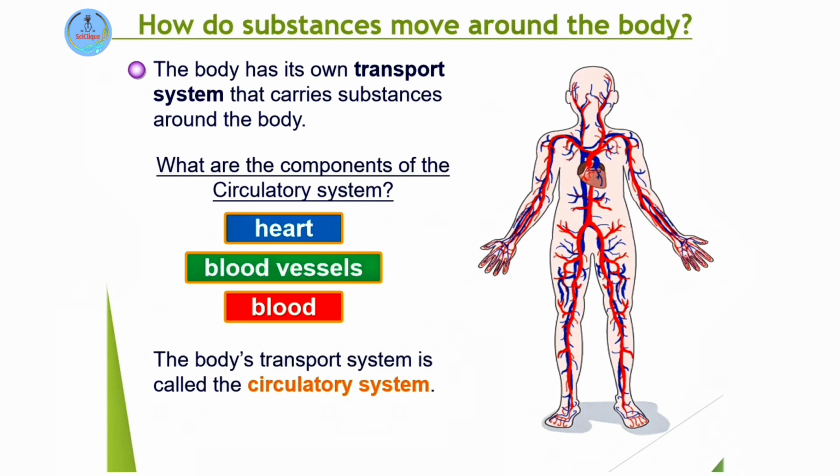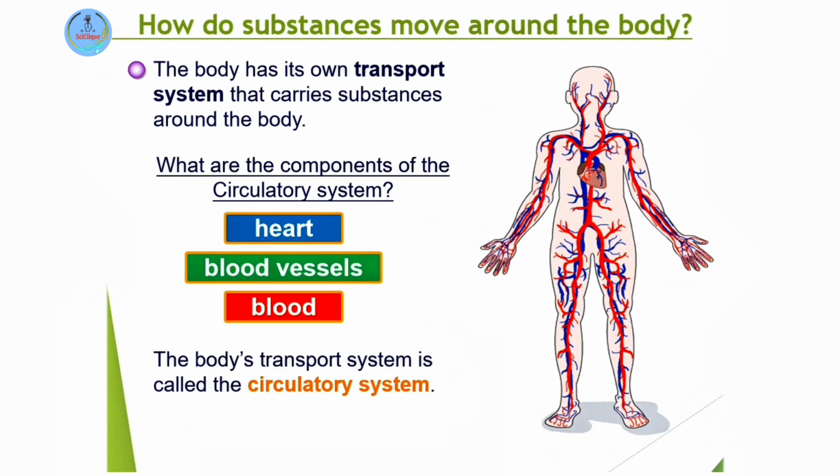This is simply the transporting system. So mammals are large and complex animals, and therefore they need to have an efficient system for the transport of substances around the body. And this is what the circulatory system is about. So the circulatory system has the following three main components. We have blood, we have blood vessels, and lastly and most important is the heart. So these are the components that make up the circulatory system.